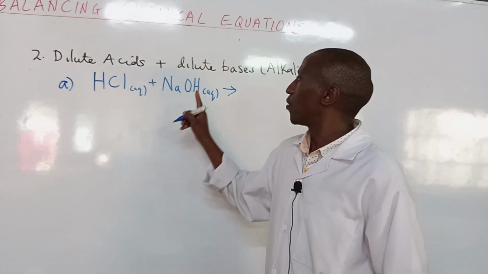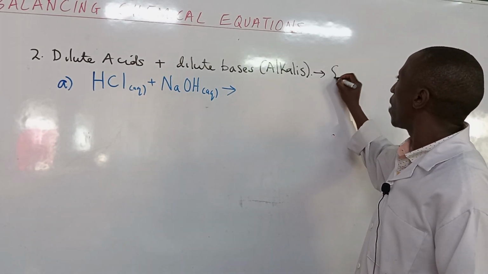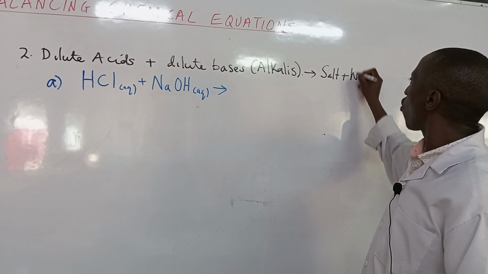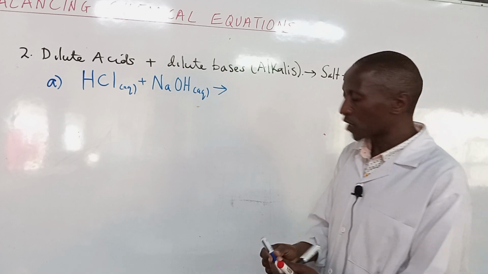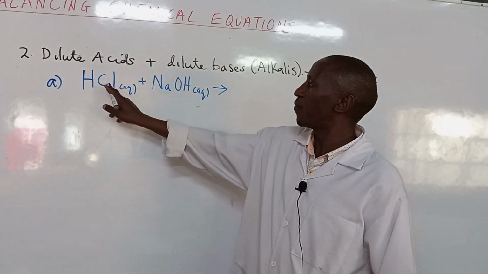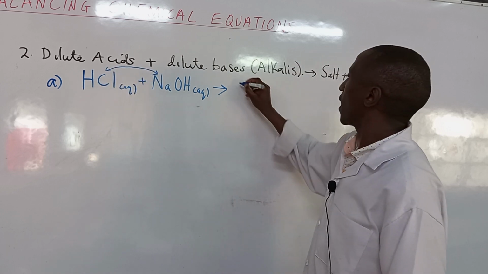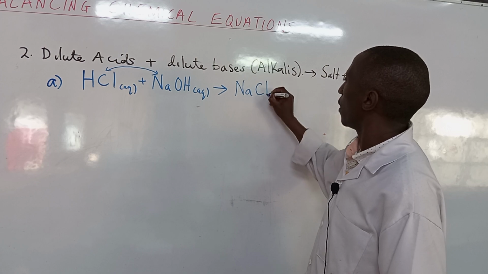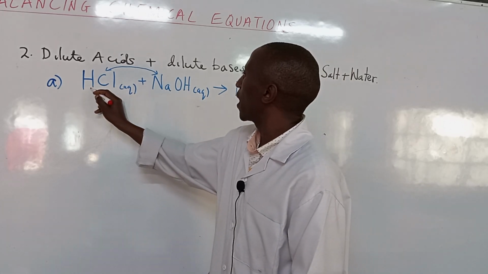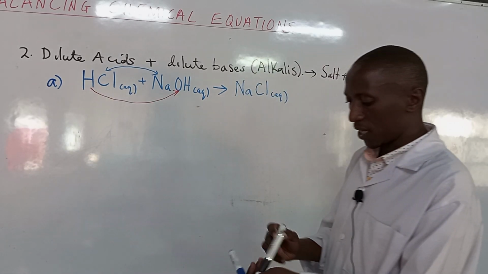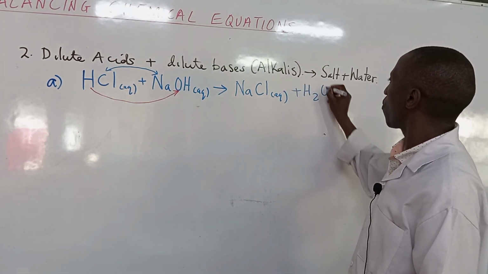And what do we get? Normally, when these two react, we are able to form a particular salt and water as the products. So we shall be looking forward to getting a product which is a particular salt. The salt formed here will be the reaction between these two, and that forms sodium chloride, which is soluble. And then the hydrogen reacts with the OH, and the two react to form water, liquid.